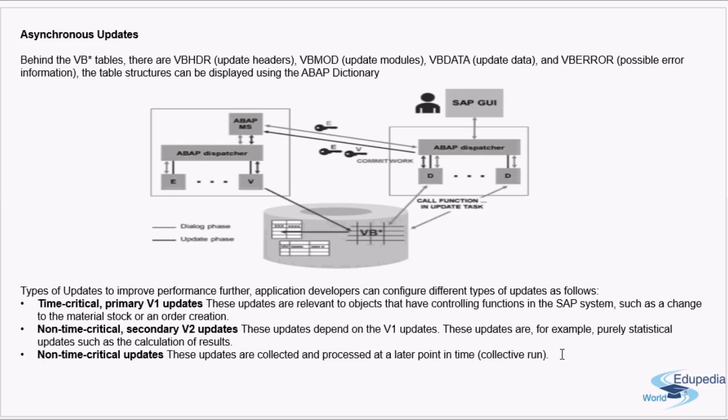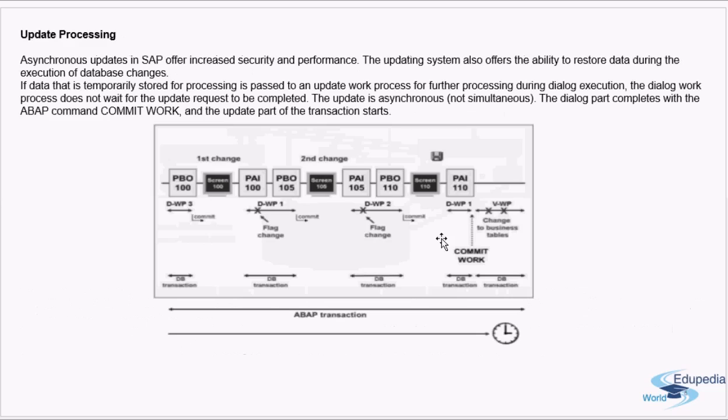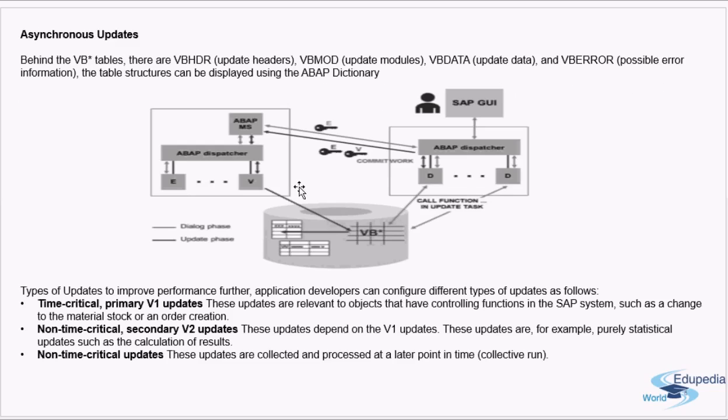Now this SAP user is trying to do some updation task. Then that update work process is on a different instance, so the communication will be made to that update work process. That update work process will check in these VB star tables what the updates are, and it does the actual database changes, that is, the updations. Once the dialog work process encounters this commit work, it will hand over that information to the update work process to do the processing. That is why SAP updations are asynchronous in nature.